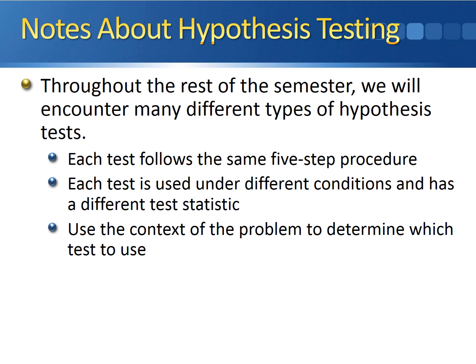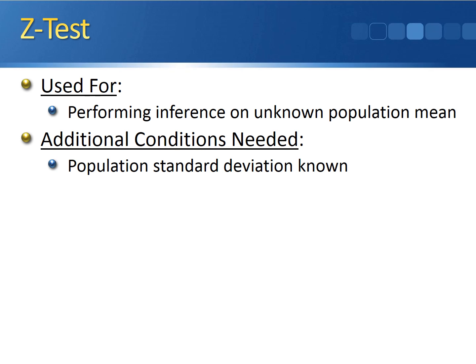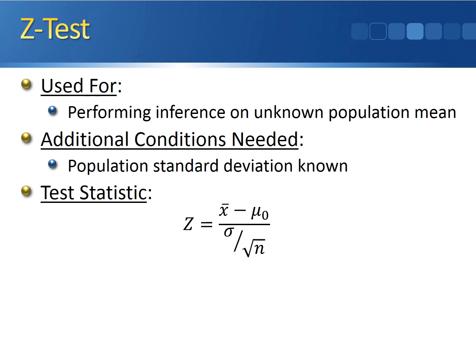Most importantly, we'll use the context of the problem to determine which test we need to use. In this particular case, looking at a single population, where we're interested in the population mean, we performed what's called a z-test. The z-test is a specific type of hypothesis test that's used for performing inference on an unknown population mean. In order to perform the z-test, you have to know the value of the population standard deviation. You have to know what sigma is. If you know the value of sigma, you can calculate the test statistic and perform inference on an unknown population mean.